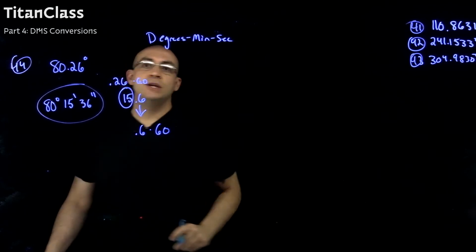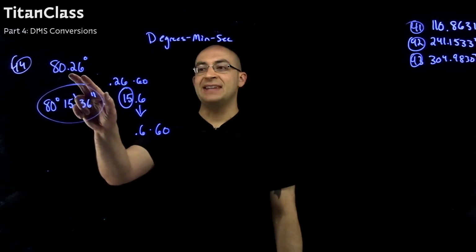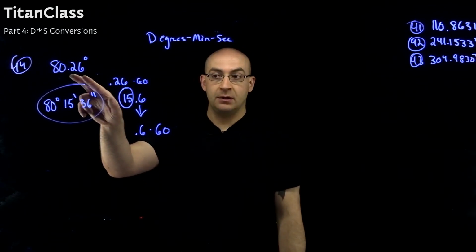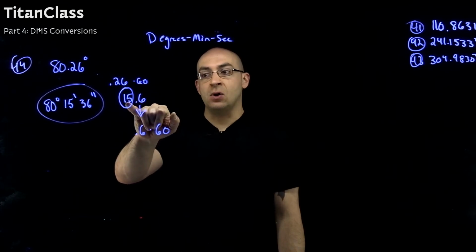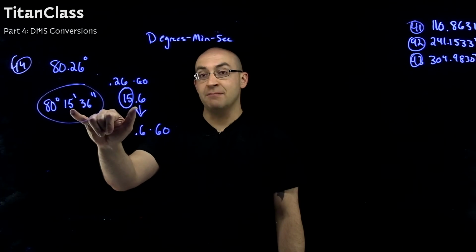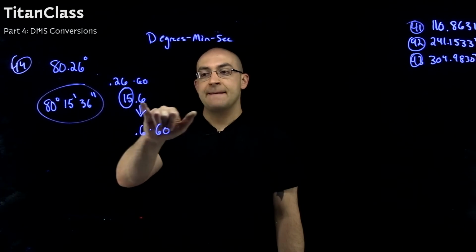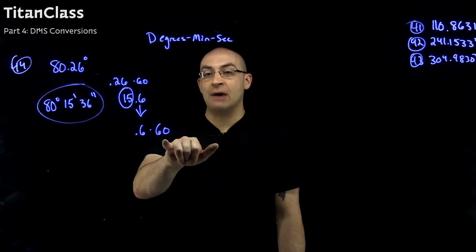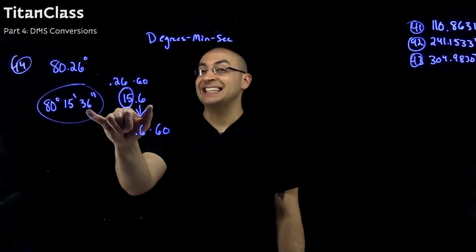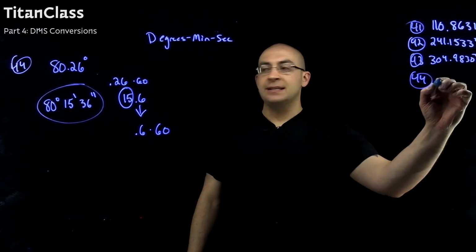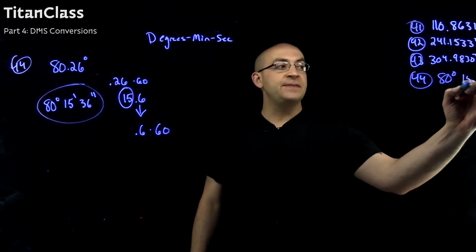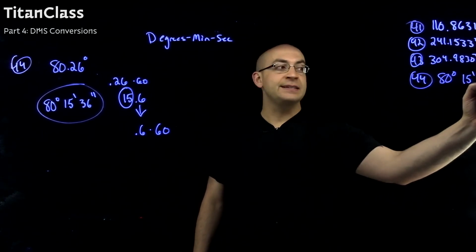Final answer. So what did we do here? We take the decimal only part, multiply by 60. Whatever that answer is, the whole number value is the minutes. The decimal part of that we take out and multiply again by 60 to get the seconds part. All right? So our answer for number 44 is going to be 80 degrees, 15 minutes, and 36 seconds.